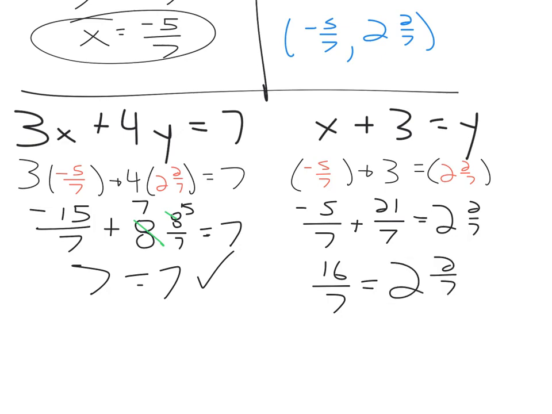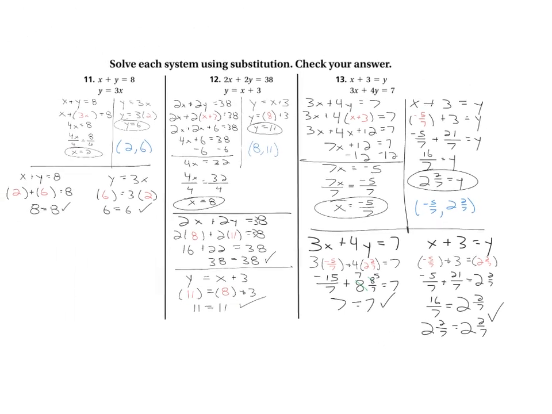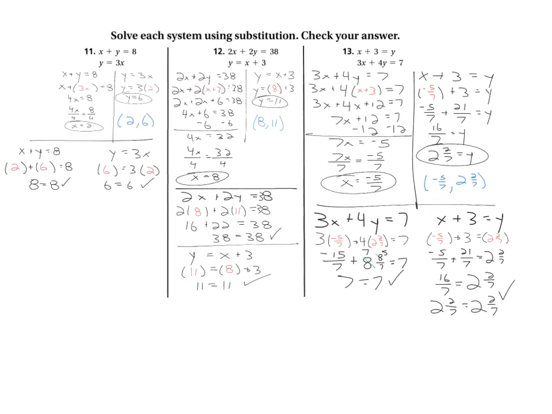And then we're going to change what's on the left into a mixed number. 7 goes into 16 twice. That's 14. There's 2 left over. 2 and 2/7 equals 2 and 2/7. Check, that works. So we've done a proof for that one, and it works as well.